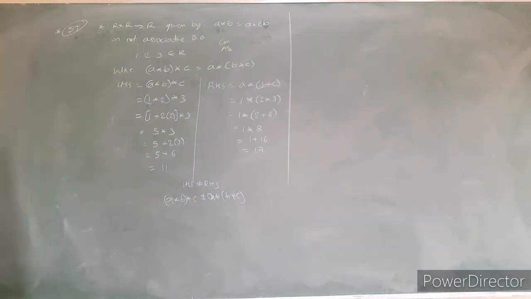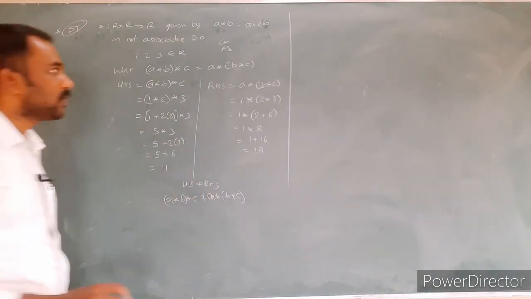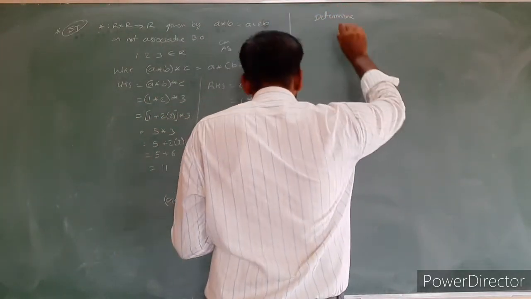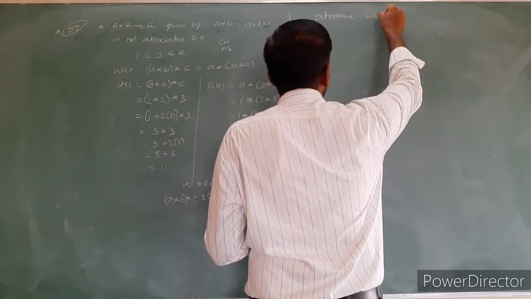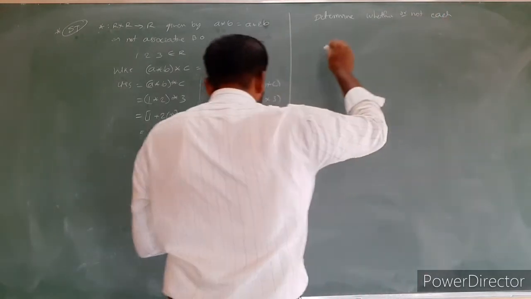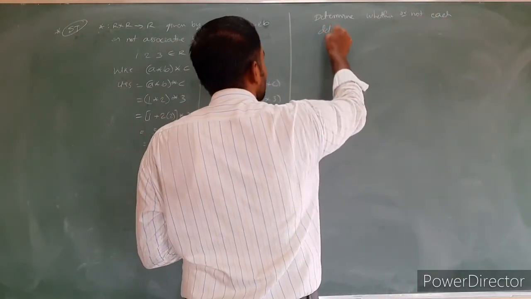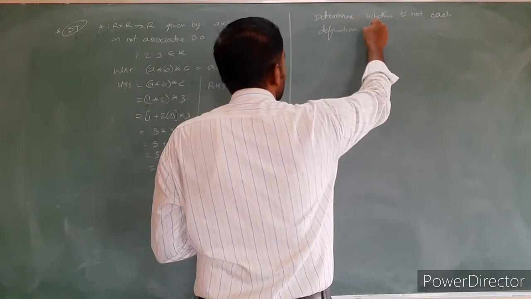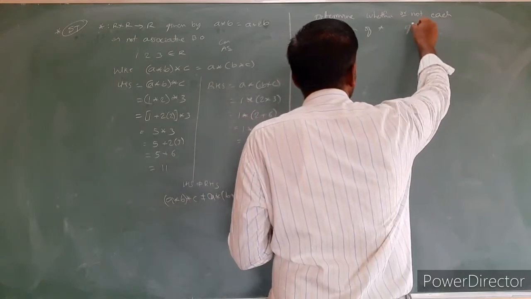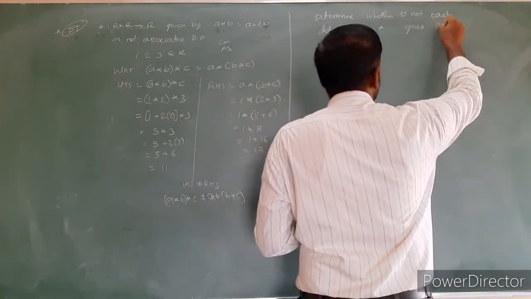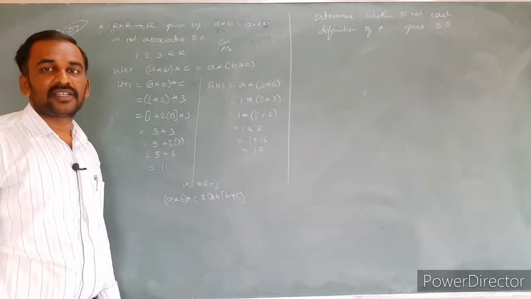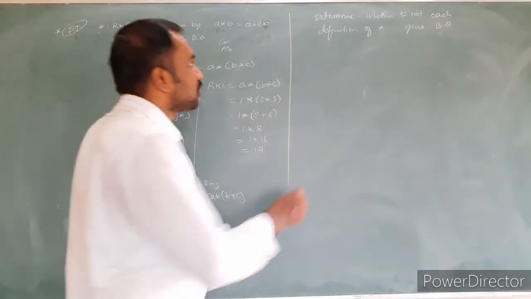Okay, now in the same way, just take a few examples. Determine, a very important type of problem. Determine whether or not each of the following definitions of star given below gives a binary operation. Only thing they are asking is whether the given star is a binary operation or not.